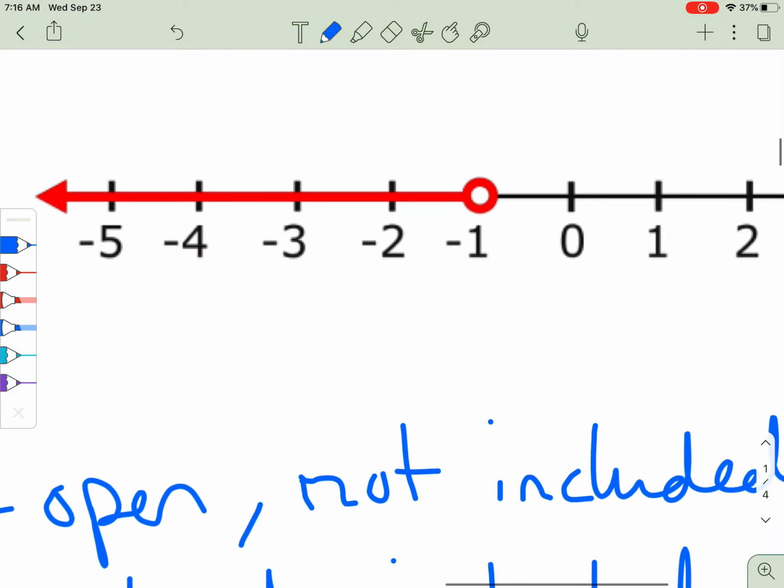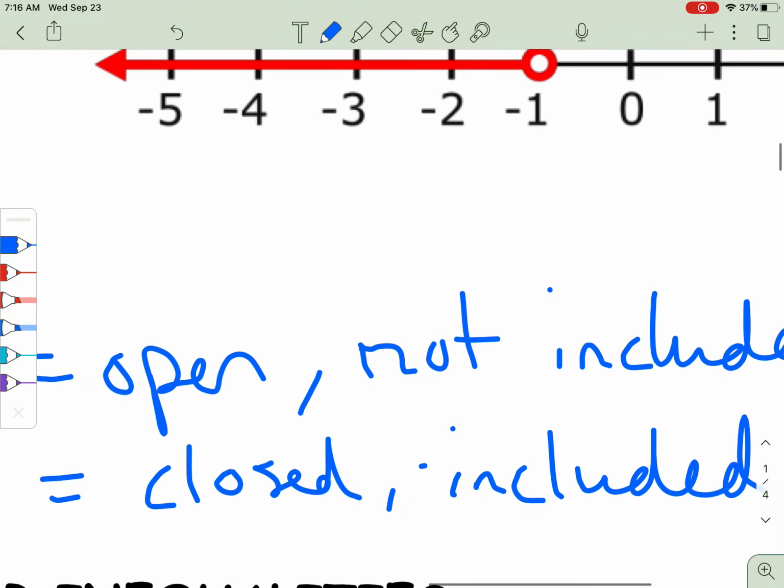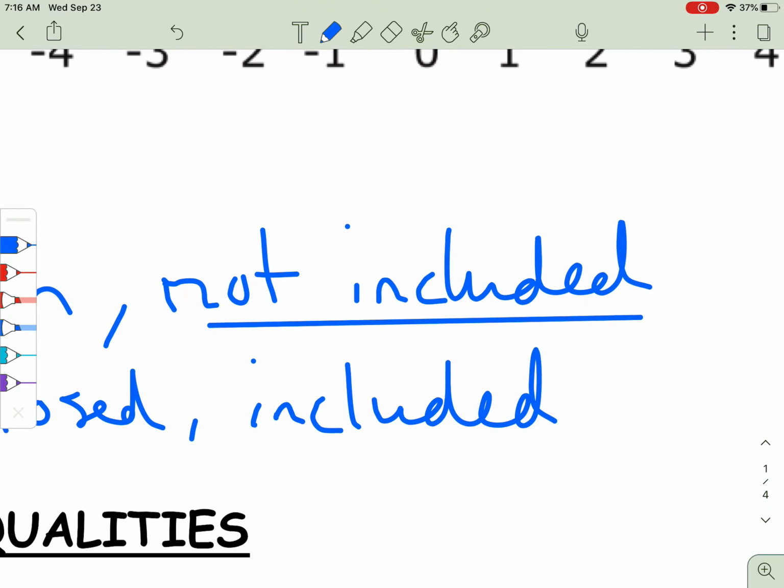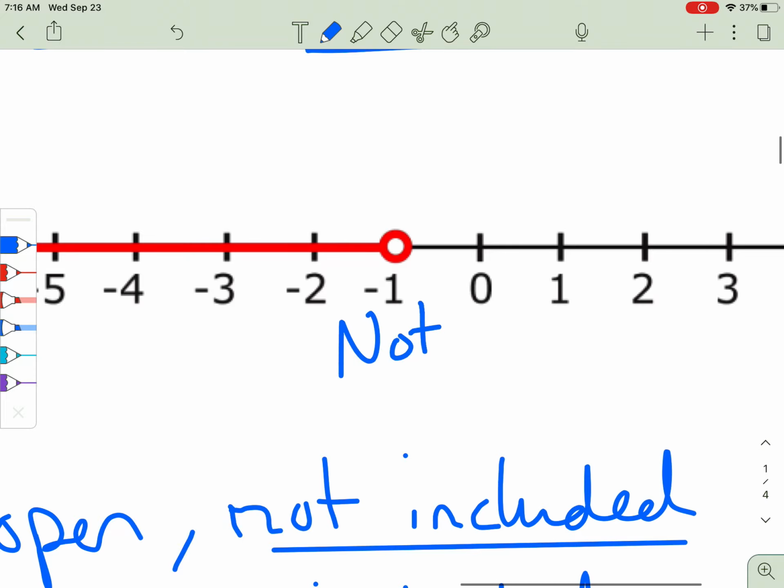Okay, and then lastly over here, we have this number 1. We draw a line straight up. It gives us an open circle, so even though it touches -1, we said down here, open, it is not included on that circle. So this is not a solution.